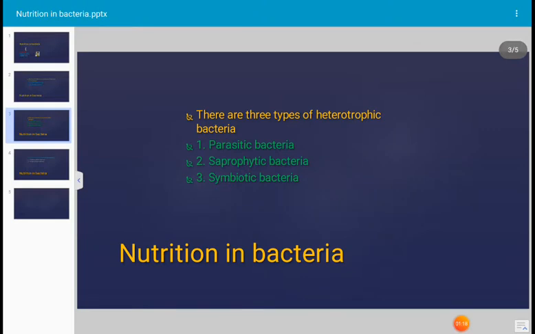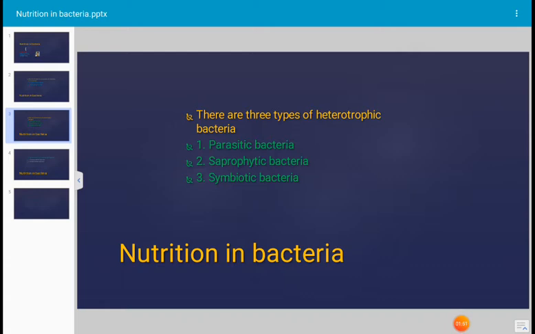Again, the heterotrophic bacteria are the bacteria which cannot prepare their own food and they are dependent on other organisms for their food requirement. So this category of bacteria is described as heterotrophic, and there are three types of heterotrophic bacteria. Number 1, parasitic bacteria, number 2, saprophytic bacteria, and number 3, symbiotic bacteria. Let us discuss what is parasitic bacteria.